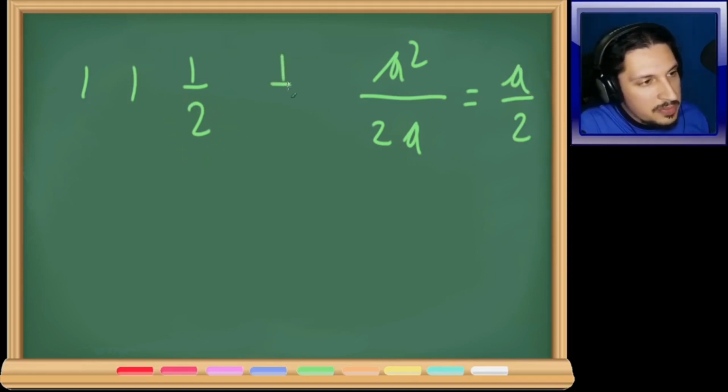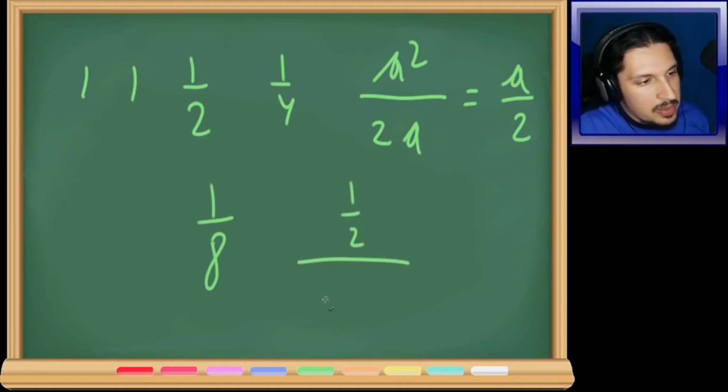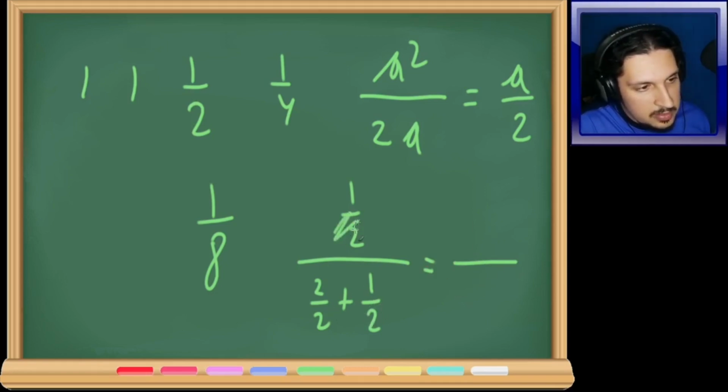1/2 combined with itself is 1/4. 1/4 combined with itself is 1/8. So basically the denominator doubles, which is nice. So what about different numbers? For example, if I combine 1 with 1/2, what do I get? Well, we would get the product, which is 1/2, divided by the sum, which is 2/2 plus 1/2, just to make it easy. Okay, and that is, well, I can cancel these 2 with these 2, and I get 1/3.